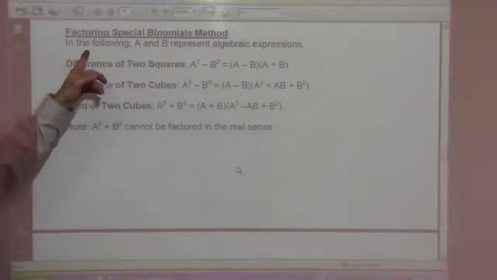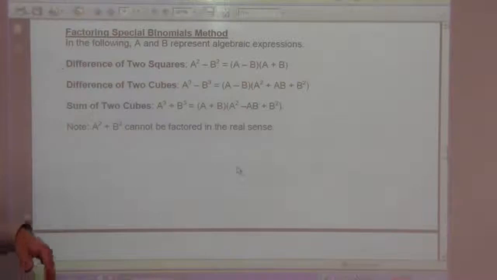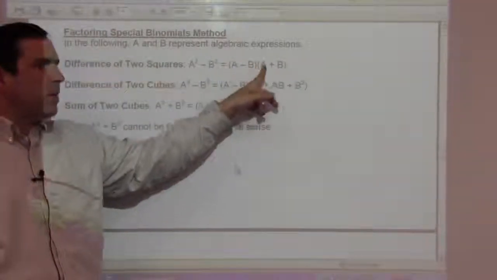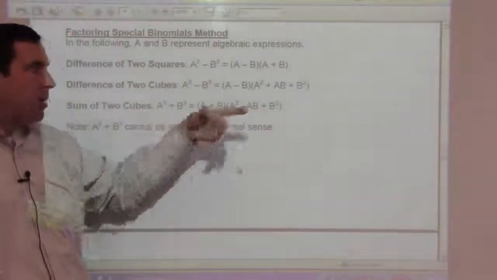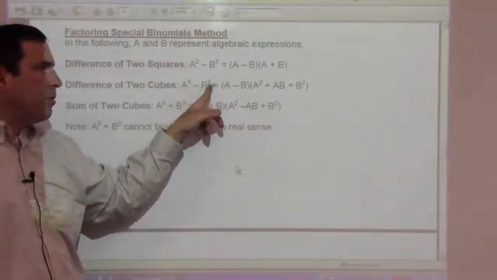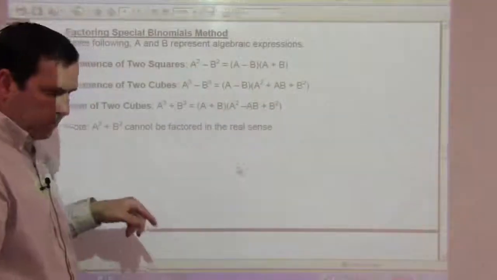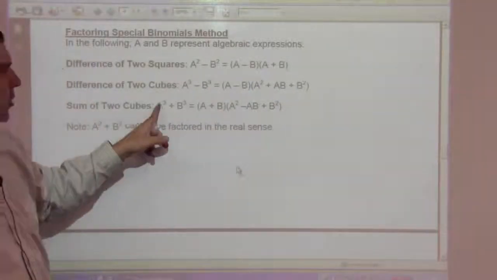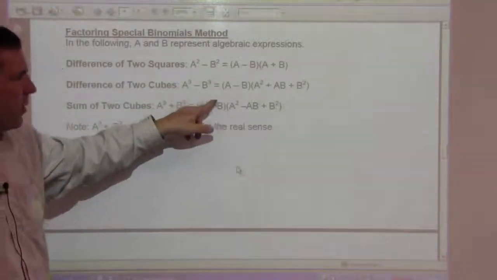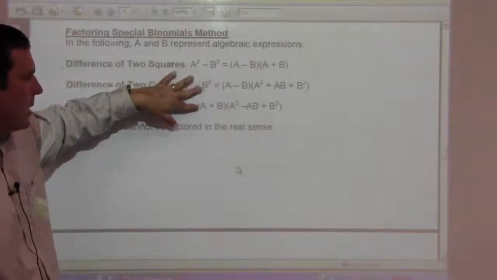Factoring special binomials, where the following a and b represent algebraic expressions, x squared, y, whatever. The difference of two squares, a squared minus b squared, is a minus b times a plus b. So just a few pages ago we saw this one equals that. The difference of two cubes, a cubed minus b cubed, is a minus b times a squared plus ab plus b squared. And the sum of two cubes, a cubed plus b cubed, we didn't have a sum of two squares, we have a sum of two cubes, is a plus b times a squared minus ab plus b squared. So these two we actually didn't see on the previous page.